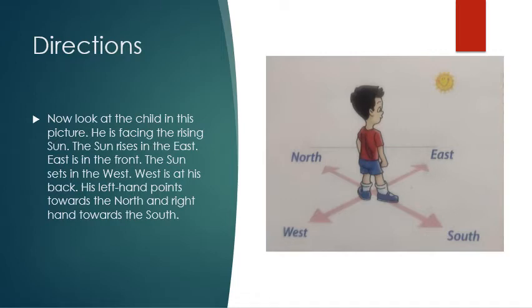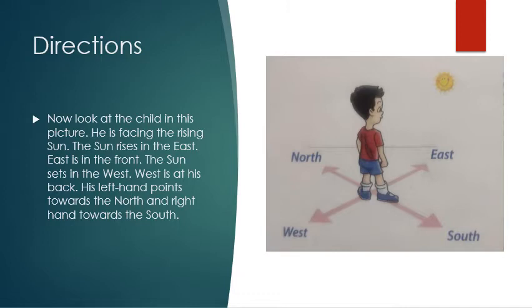Then next is directions. In the picture you can see that one boy is standing facing the sun. He is facing the rising sun. The sun is just rising in the picture, and the boy is looking at the rising sun, and the rising sun is in the east. So this boy is facing the east direction. Then the sun sets in the west, and west is at the back of this boy.